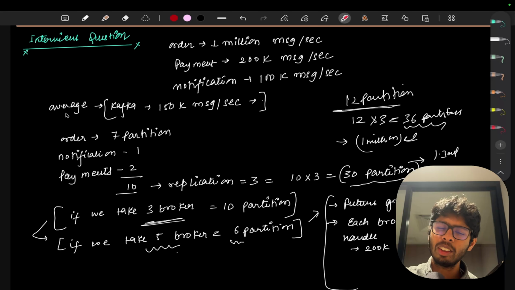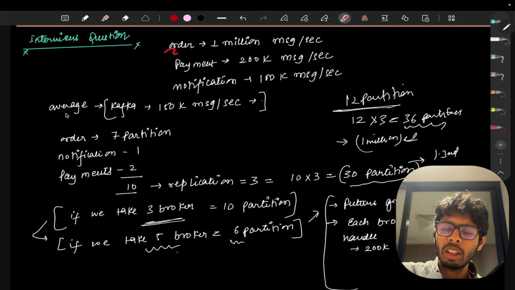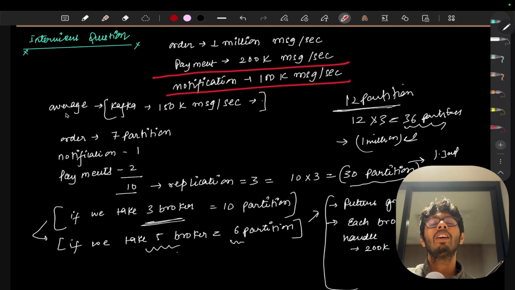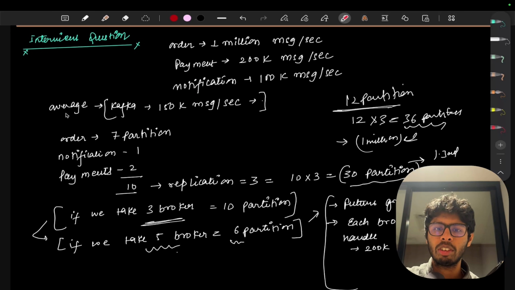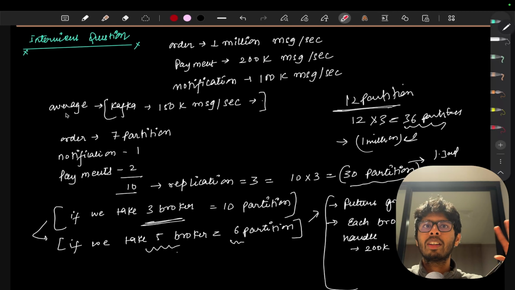Now, the second question is quite similar, but the only thing is that the order is going to get 1 million messages per second, payment is getting 200k messages per second, and notification is getting 100k messages per second. So the values are not equal now. The messages are not equal. But the whole idea is quite the same.